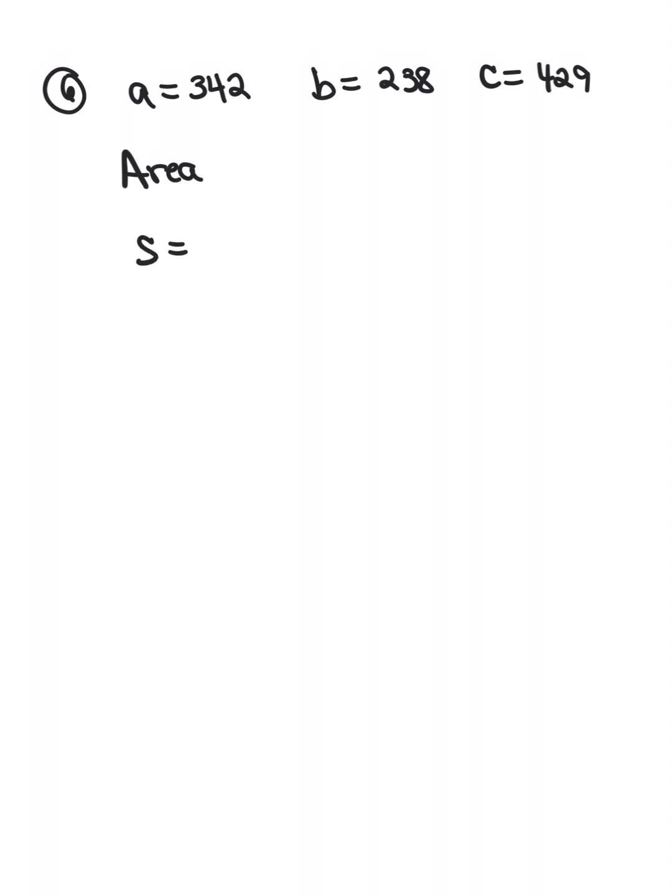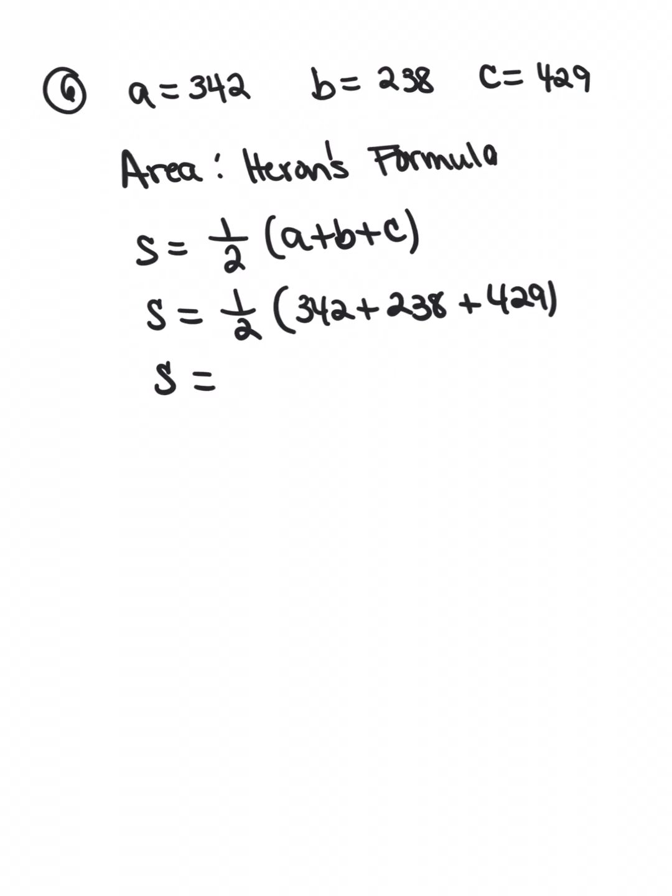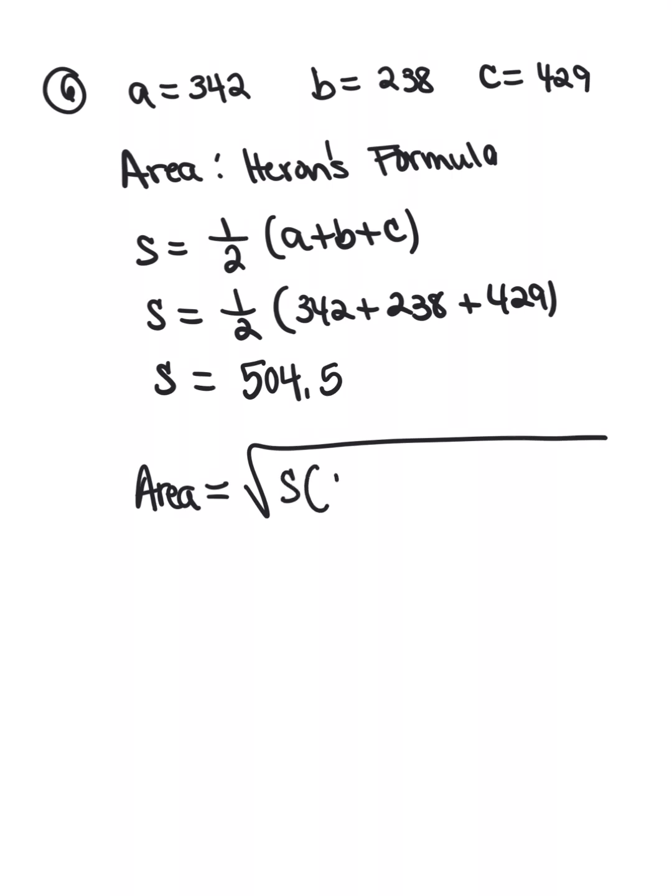So we're going to use Heron's formula for the area. So we're going to find the semi-perimeter by saying 1/2 of A plus B plus C. So S is equal to 1/2 of 342 plus 238 plus 429. So the semi-perimeter equals 504.5.